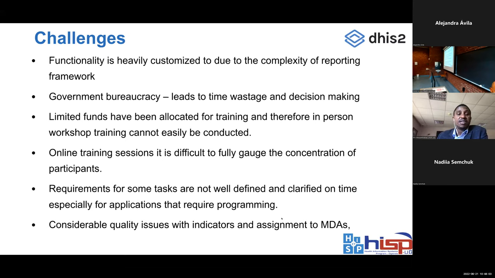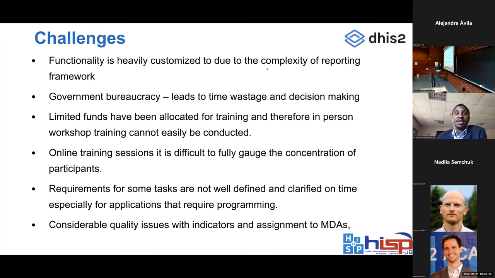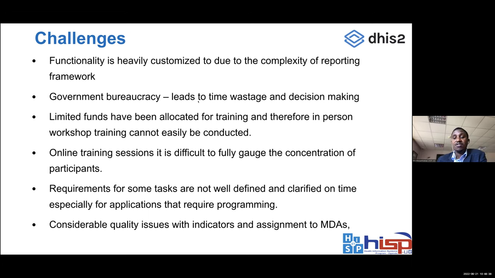There have, of course, been some challenges, some of which include the functionality of the application has mainly been heavily customized due to the complexity of the framework, because the framework is really, really heavily complex and heavily disaggregated. There is also one of the other issues that we know as bureaucracy, which has been mainly leading to time wastage. And you find that decisions take long, requirements take long to be decided on, and that sort of delays in terms of delivering on some of the items.